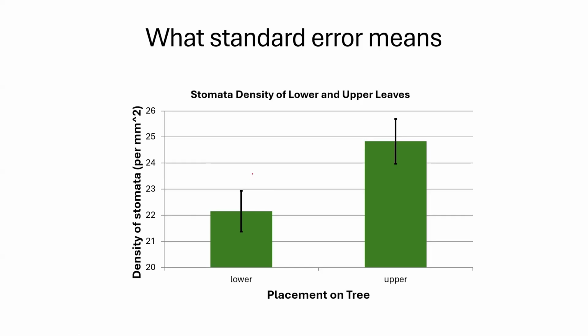And now I can see beyond a shadow of a doubt, there is no overlap in these error bars here. And that means the differences I am seeing, all things being equal, are actually significant. And I can say that there is a greater stomata density on the upper leaves of at least the species of tree that I was testing in this. That takes the question of, are these differences real or are they just chance, out of the equation.